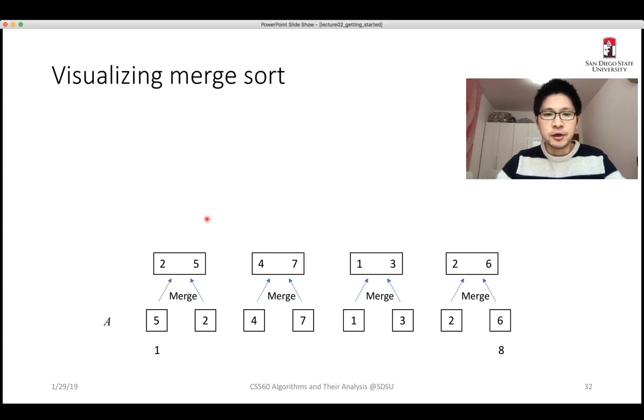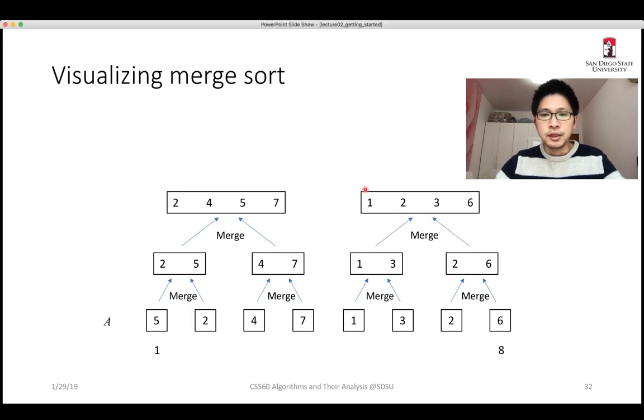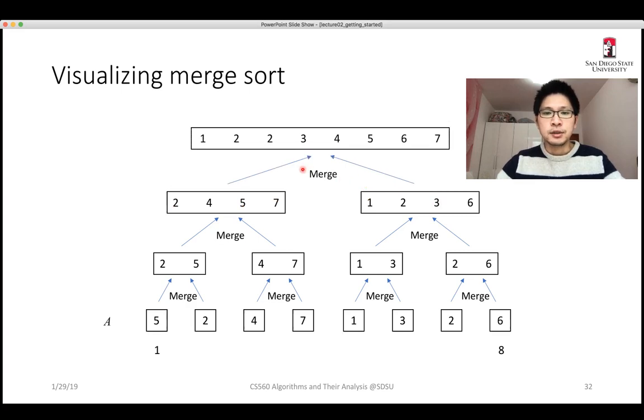And then we can further call the merge procedure on the subarrays 2 and 5, and 4 and 7. If we merge these two subarrays, the resulting sorted array will be 2, 4, 5, 7. And the merge procedure called on 1, 3, and 2, 6 will result in a sorted array 1, 2, 3, 6. And the last step is to merge the subarrays on the left and on the right here, resulting in the whole sorted array from 1 to 7 in sorted order.